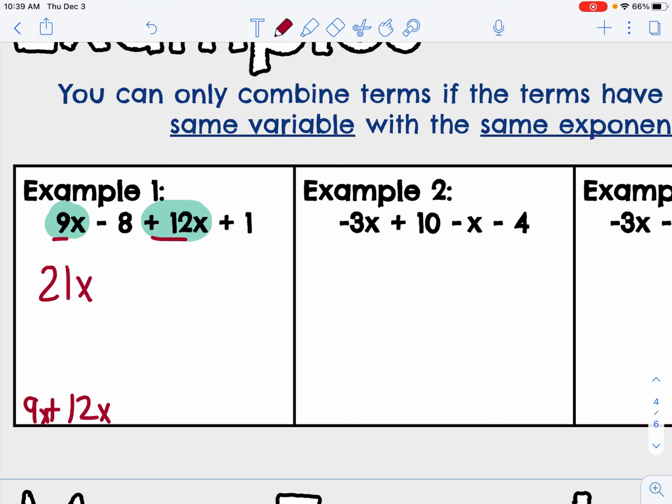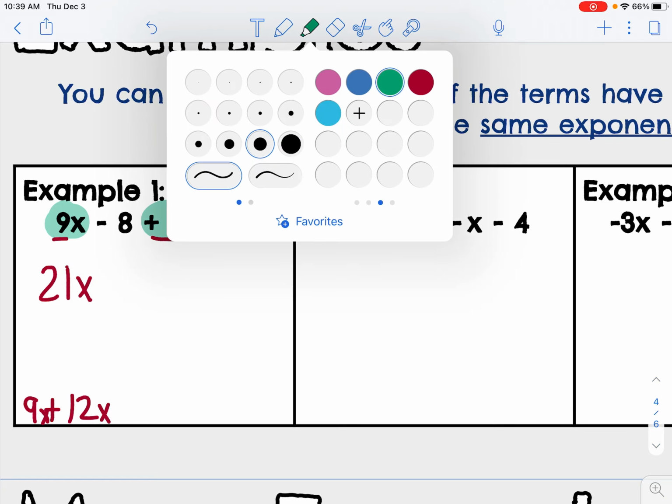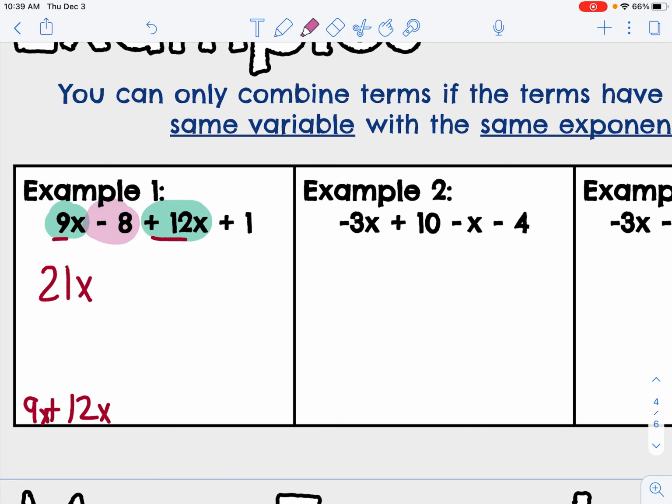The next part that we are looking at, negative 8, is a constant term, so it can be combined with other constant terms. That means terms without a variable. So all we're going to do is take those signs, so that would be negative 8, and the other one's with a plus 1. So what we are going to do is just combine those numbers. Negative 8 plus 1 is negative 7.